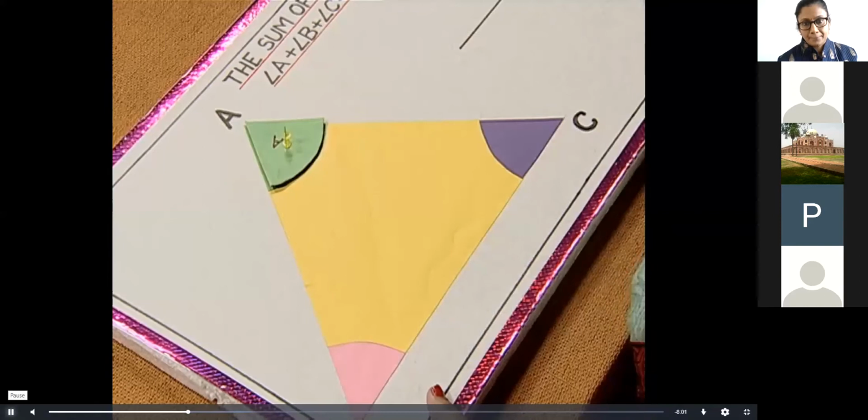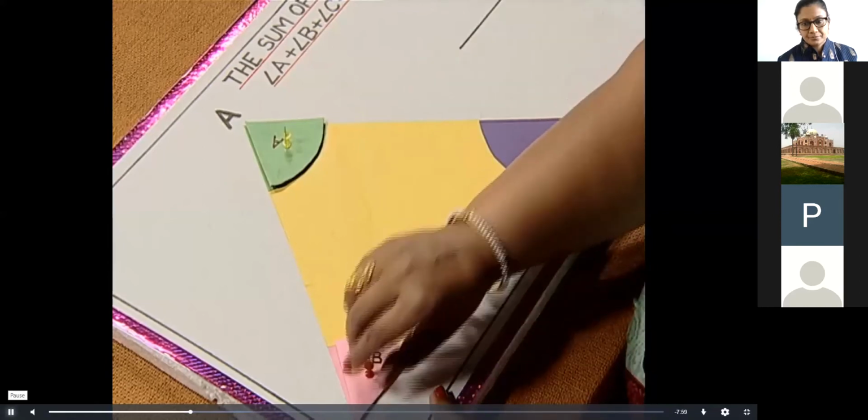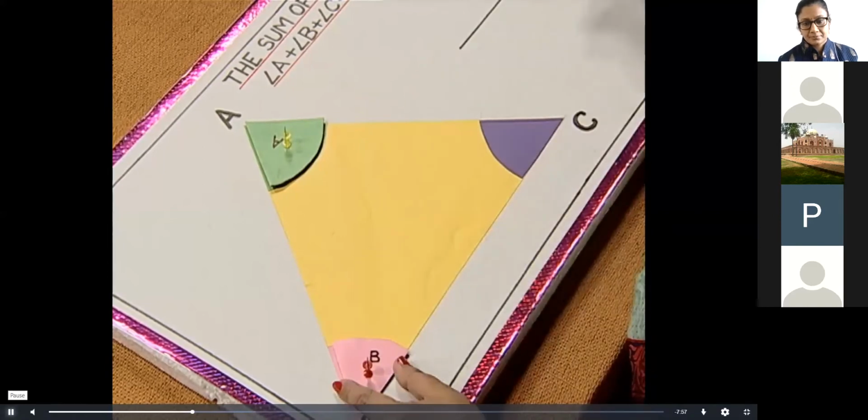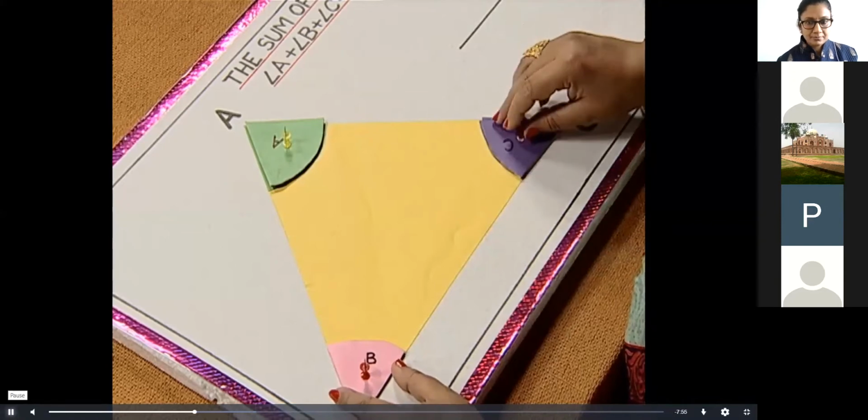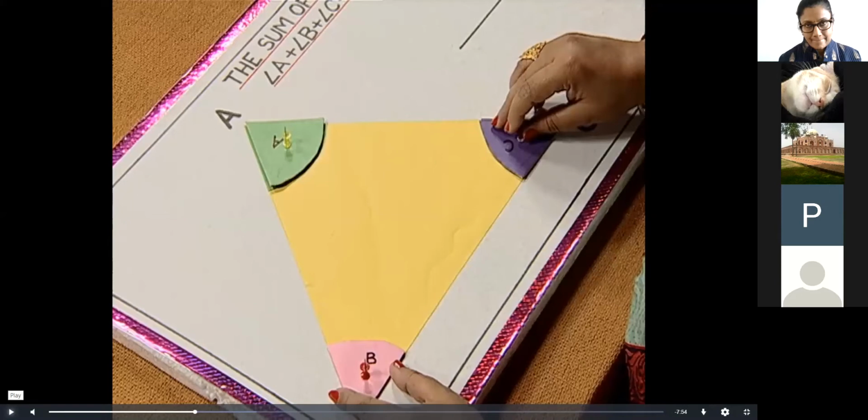Add up to 180 degrees. For this, we have prepared replicas of angles, angle A, angle B, and angle C. Now, how many angle caps of each angle do you think you need to prepare? 3. Ma'am, 3. So you will duplicate the angle cap because on the polygon also you have to paste.